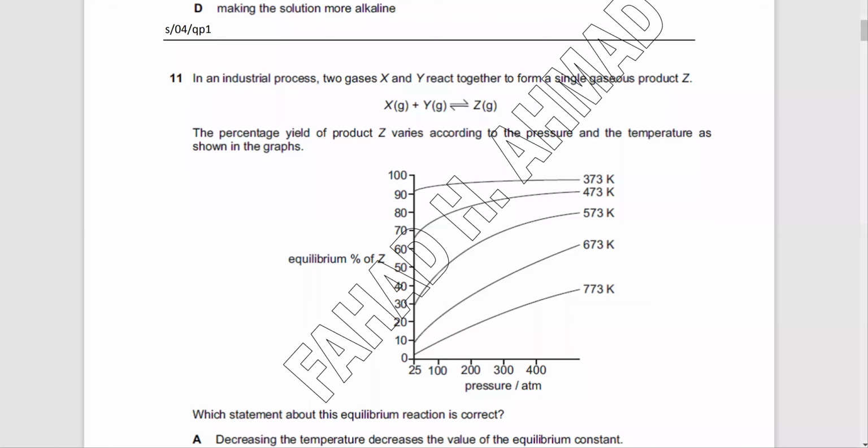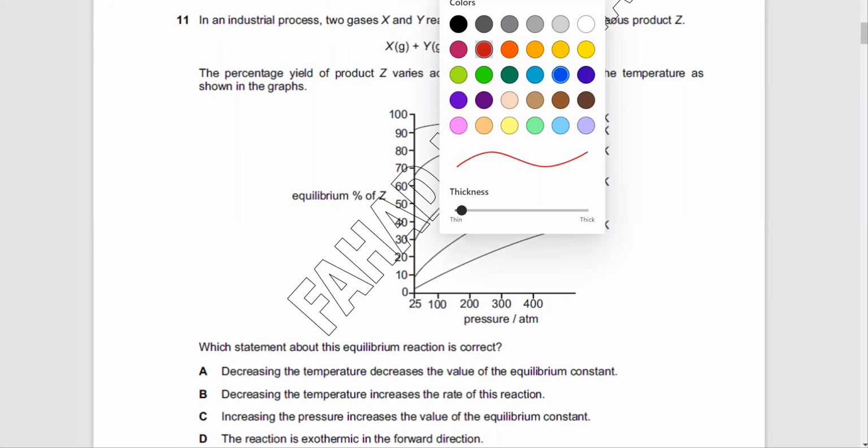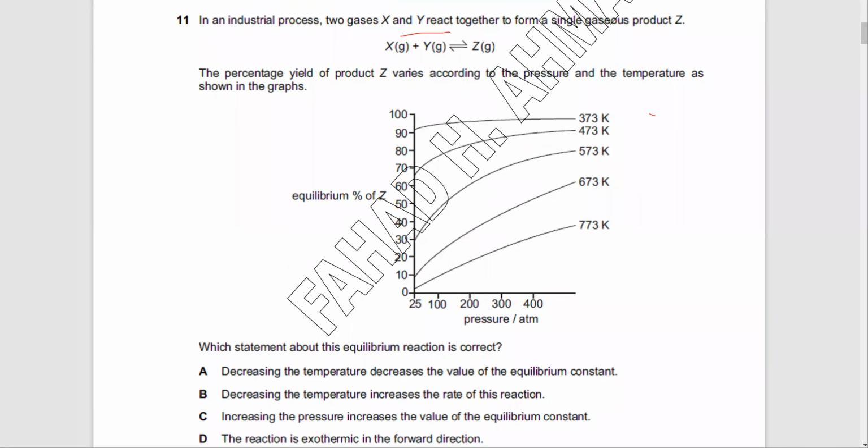So I'm just going to do a couple more questions and then we can move on. For example, this question over here. You have an industrial process. Two gases, X and Y, react together to form a single gaseous product. So here's your, let me open the marker. So here is your reaction that's given.